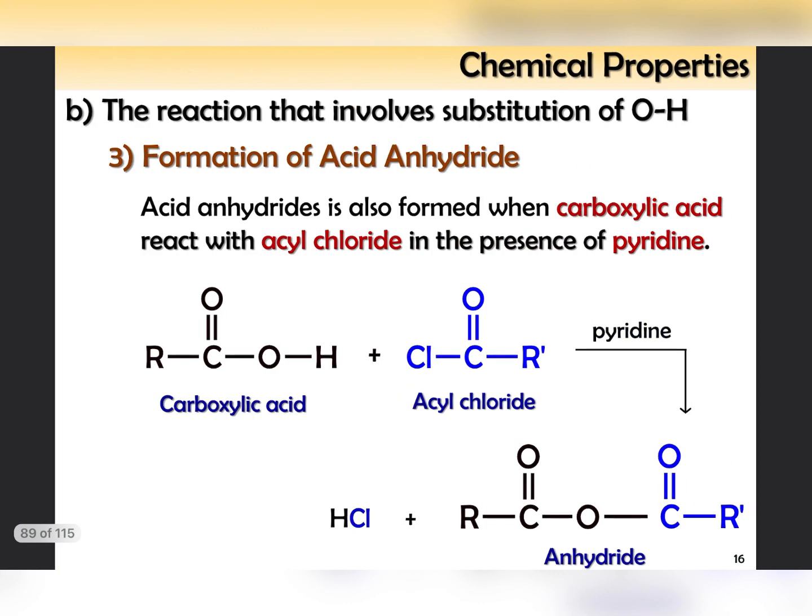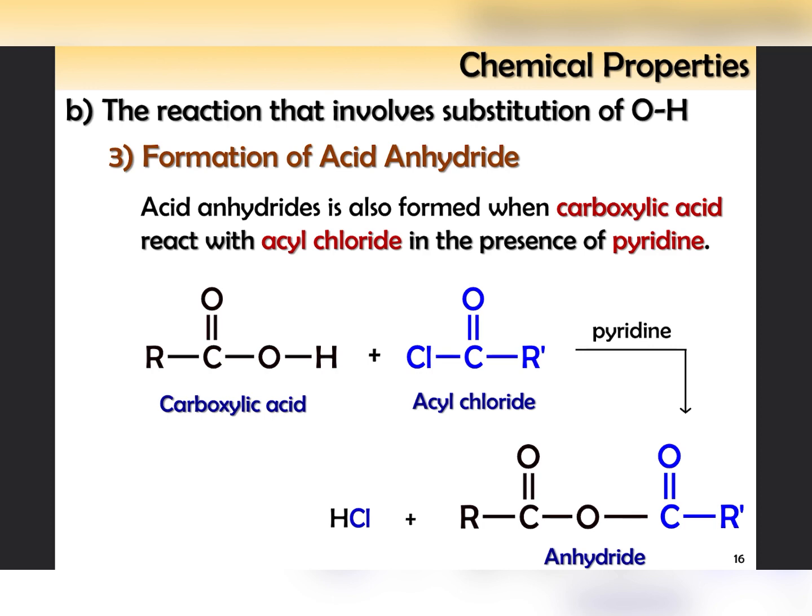Alright, now kita tengok. Okay, ada lagi satu cara untuk form acid anhydride. Tapi in this case, kita react carboxylic acid dengan acyl chloride. So, acyl chloride ni apa? Acyl chloride ni adalah derivative daripada carboxylic acid. So, basically dekat bahagian OH tu, kita ada Cl. And kita pernah jumpa juga this acyl chloride dalam chapter benzene. Okay, bila kita buat Friedel-Crafts acylation.